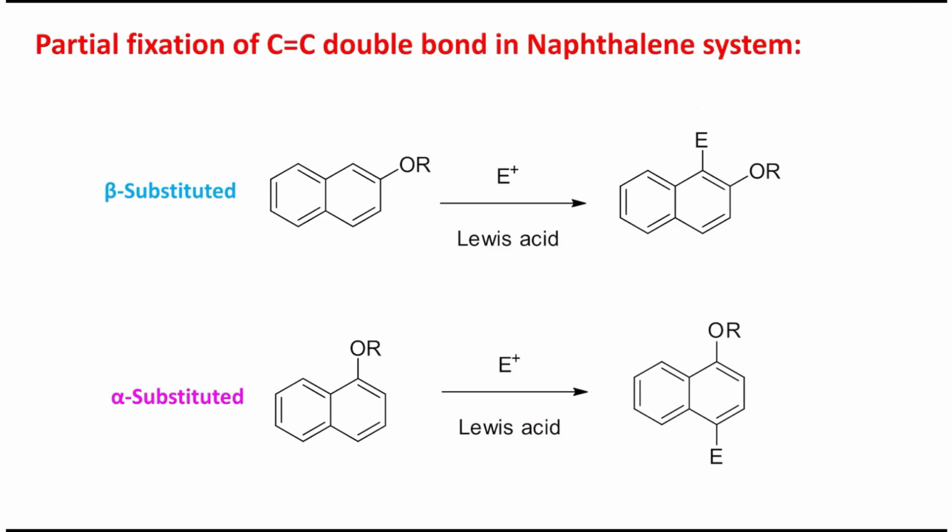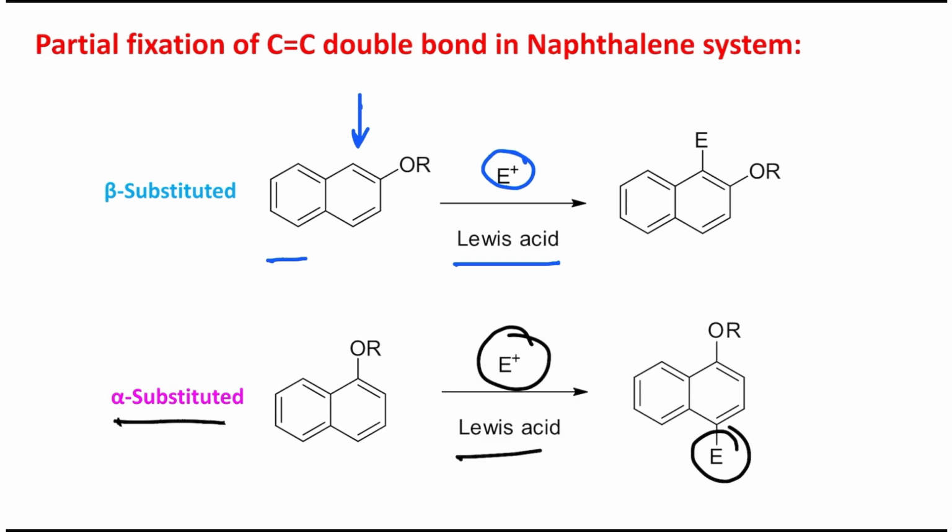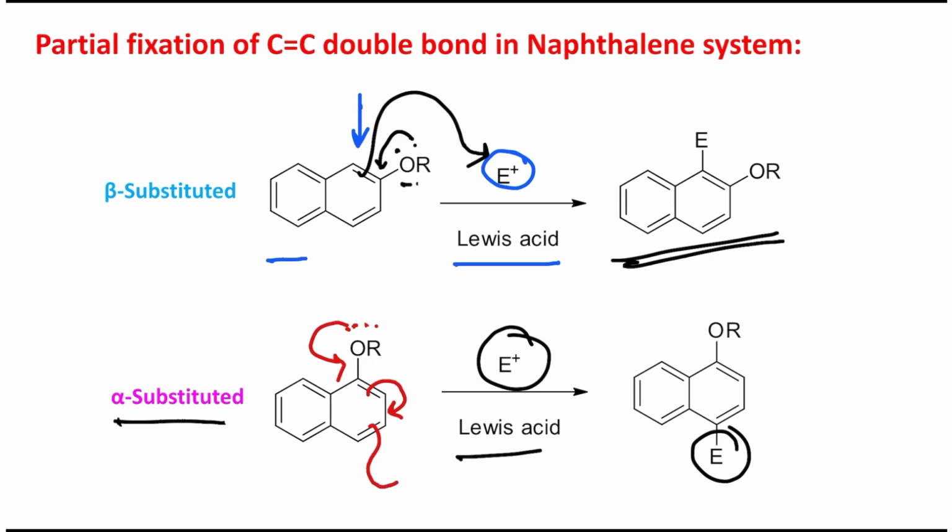If you look at this, it is actually beta substituted. If you give this electrophile and Lewis acid, the electrophile will come to this position, this peri position, meaning this ortho position. Now if we take alpha substituted and provide an electrophile, it will come to the para position. Why? This is because here this double bond is pushed and it attacks this electrophile and it happens here. But here these will push here, it will come and these will react with this electrophile, so it will produce this.